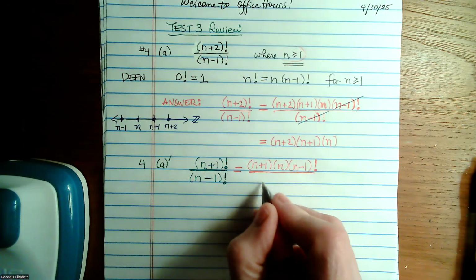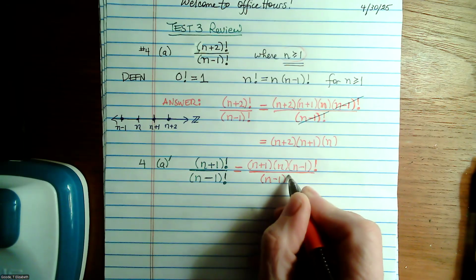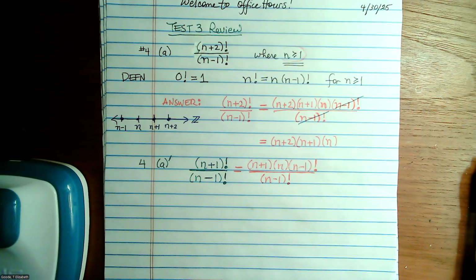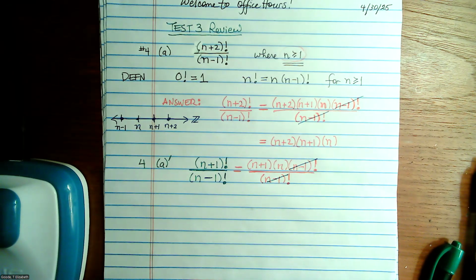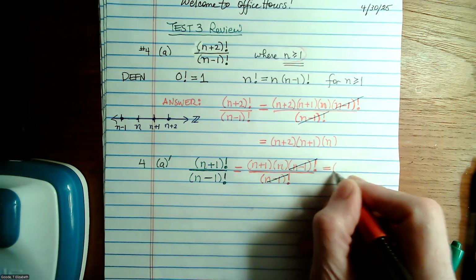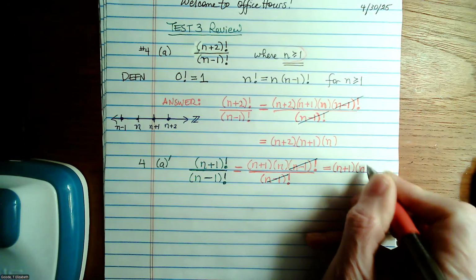And then what's on the bottom? n minus one, factorial. And then what cancels? n minus one, n minus one. You see it? Good. So we don't need to write a number for that. We're just writing these expressions in terms of n.